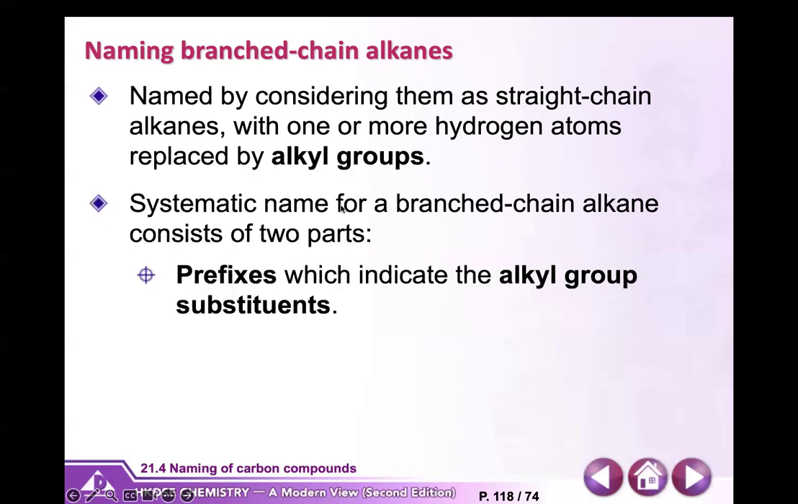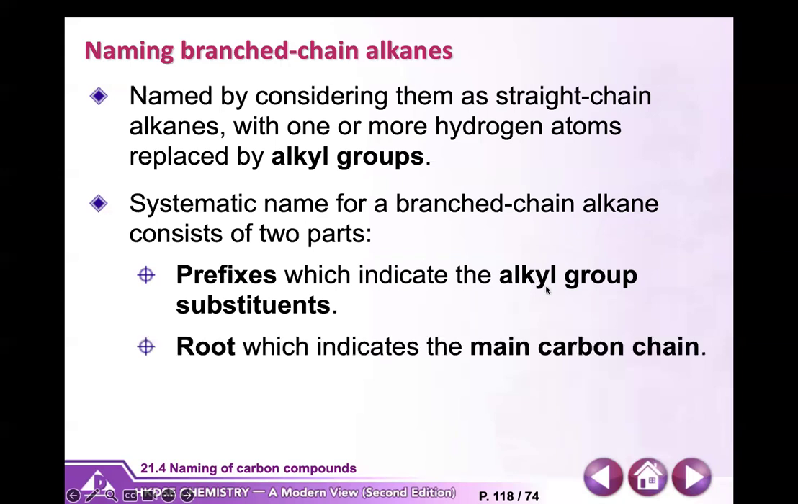The systematic names should have two parts. One is the prefix before the name. The prefix indicates the alkyl group substituents. So that means in front of the name, we have a prefix. The prefix is the branched one, which is the alkyl group.